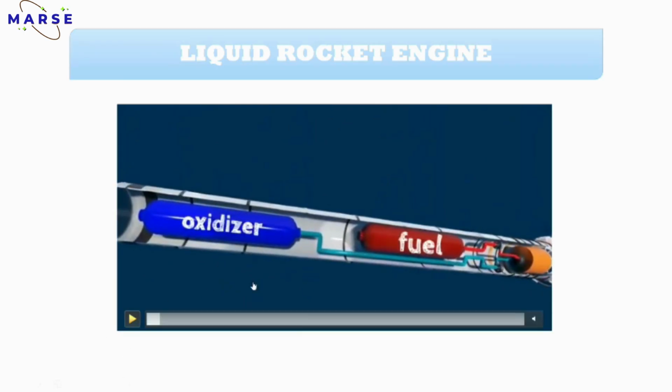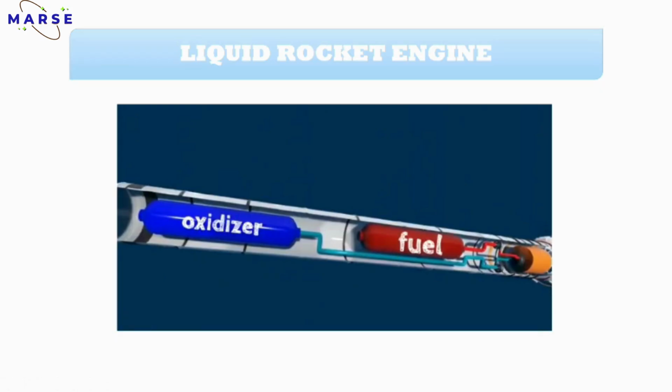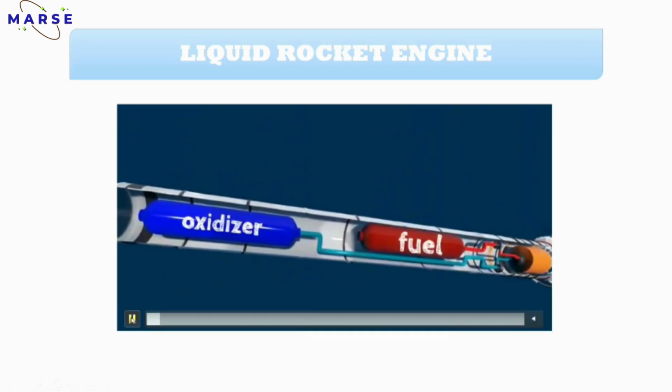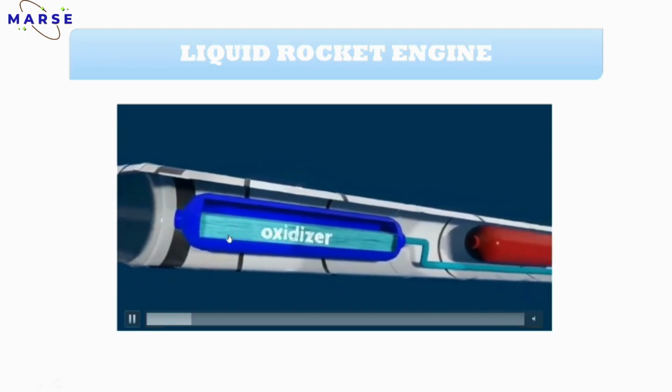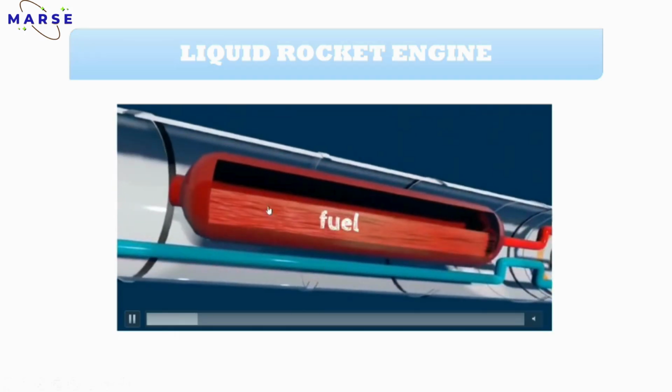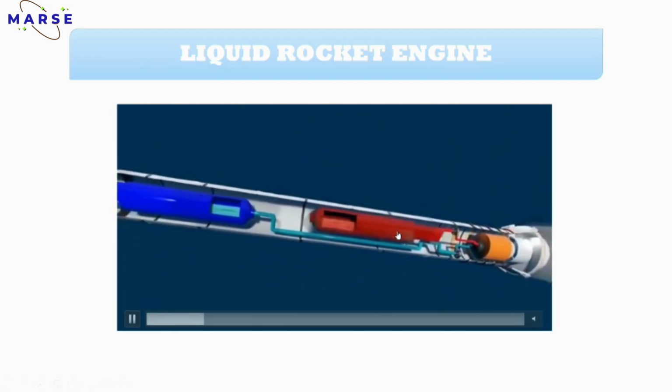First part: you can see there are two tanks present here, right? In the first class, I told you that the oxidizer and the fuel are stored separately and both are in the form of liquid. You can see the oxidizer is stored separately here and the fuel is stored separately here. This is in the form of liquid, and this is a pipeline and this is the fuel part, which is also in the form of liquid.